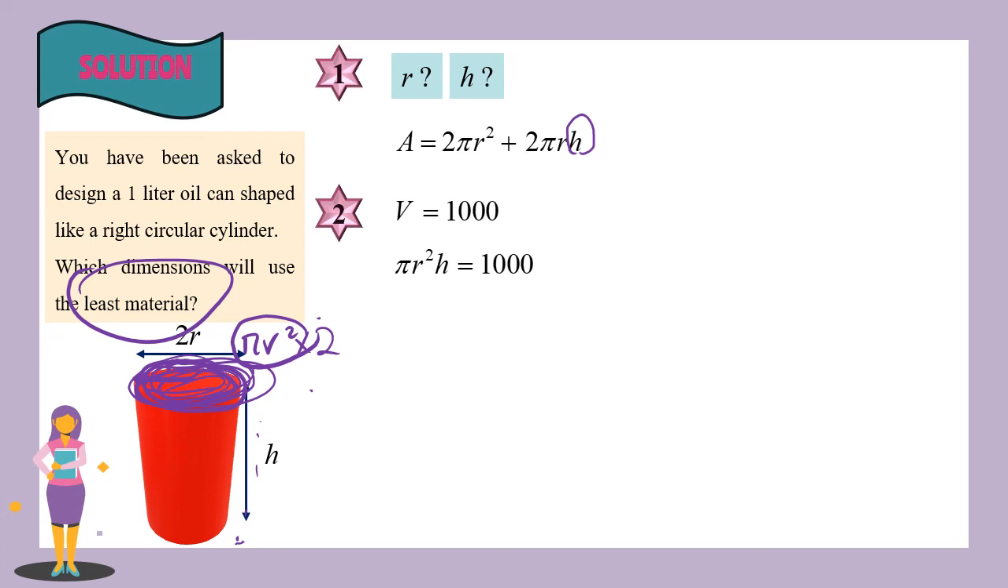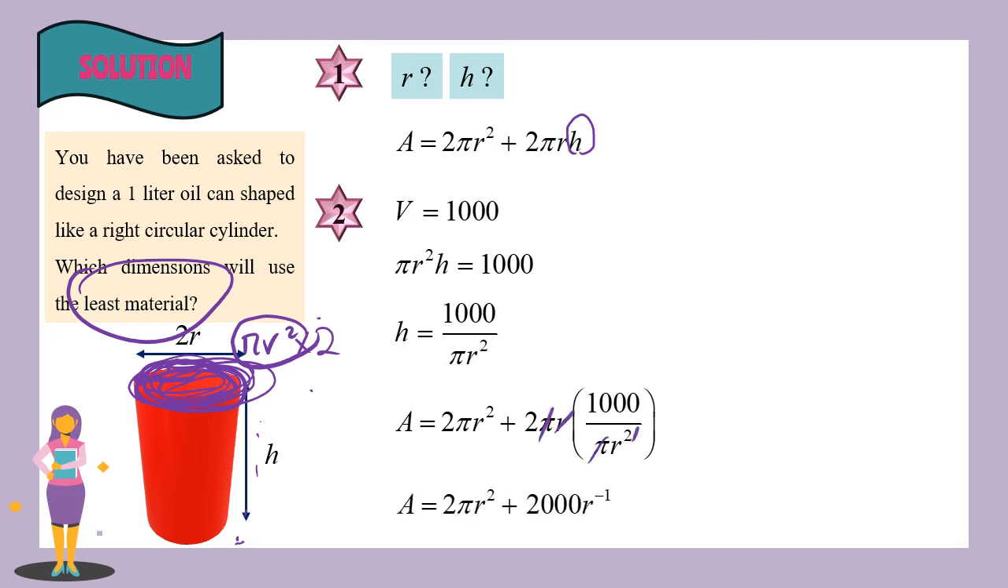And then what do we need to do? We can represent h in terms of r, which is equal to 1000 divided by pi r squared. So we just have to replace h in the area formula, which is equal to 2 pi r squared plus 2 pi r times 1000 divided by pi r squared. So we can simplify this one. We get A equal to 2 pi r squared plus 2000 divided by r, which is r to the power of -1.